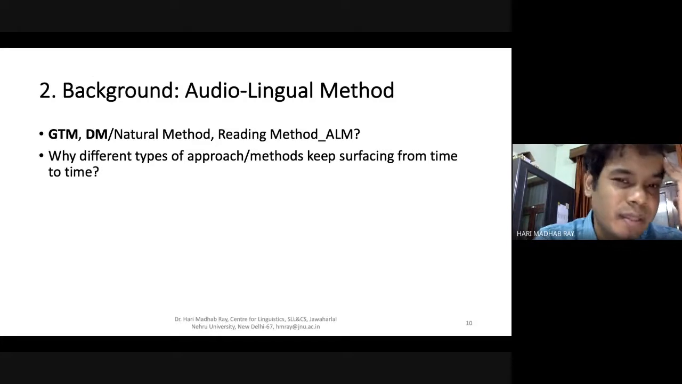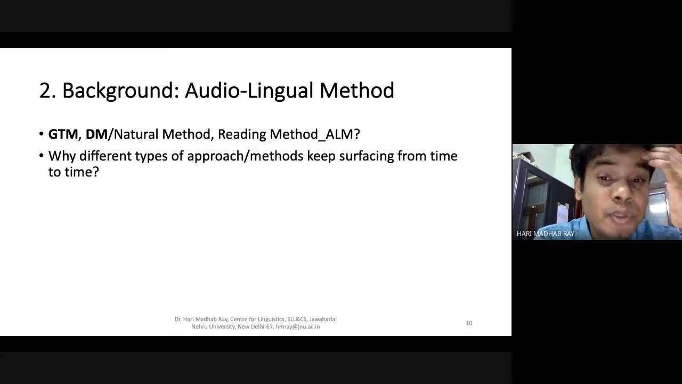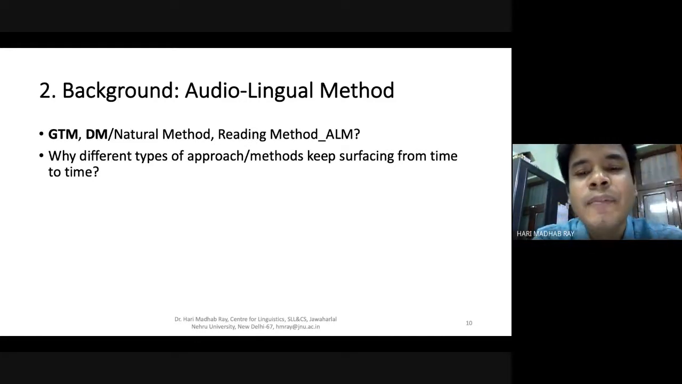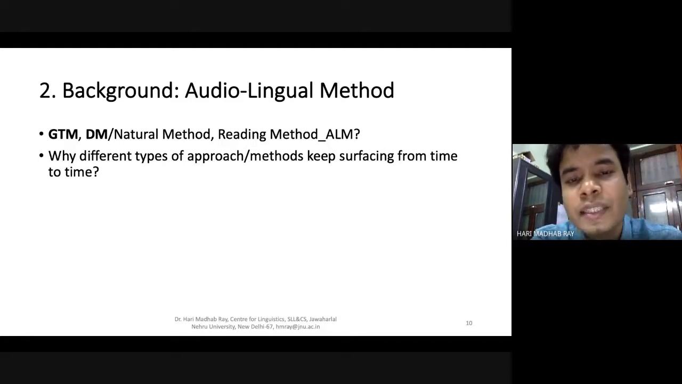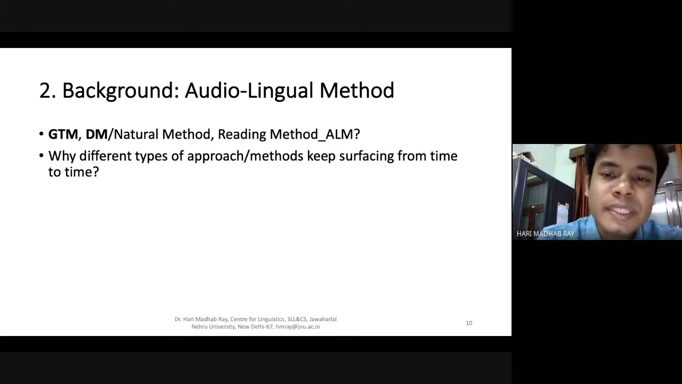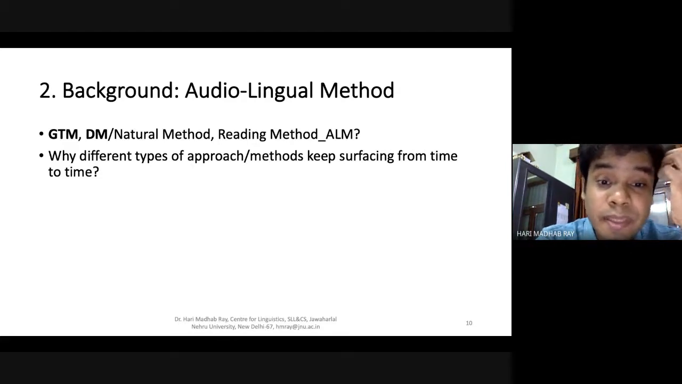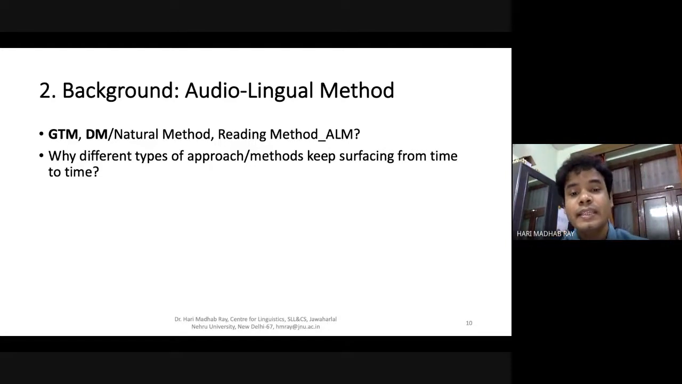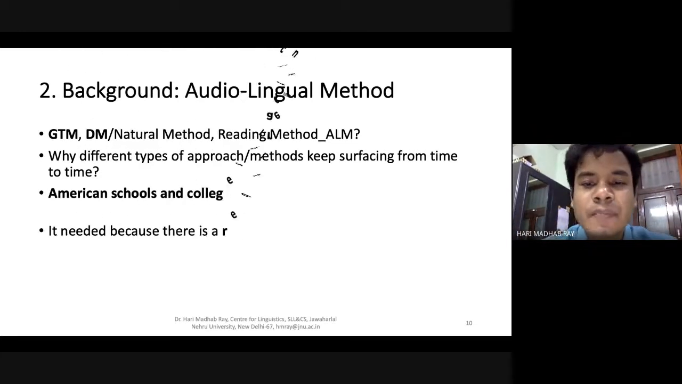So the audiolingual method later on came into the picture. The simple question is: why do different types of approaches or methods keep surfacing from time to time? The simple answer is that learners have different needs, and the socio-cultural context is also different. You see, in the 1920s, after the 1940s, the need is totally different. Today's need for learning a second language is different. That's why different types of methods and approaches keep surfacing from time to time.